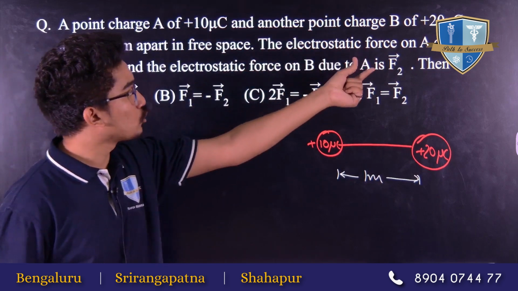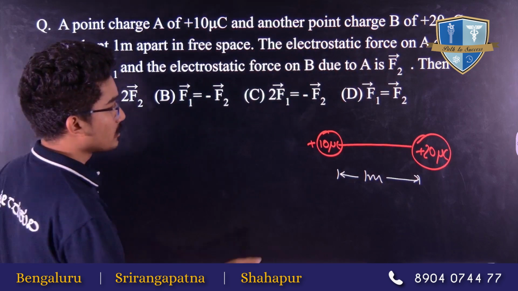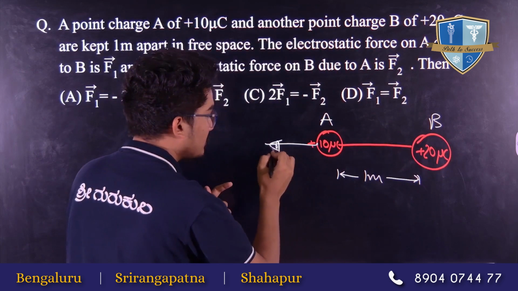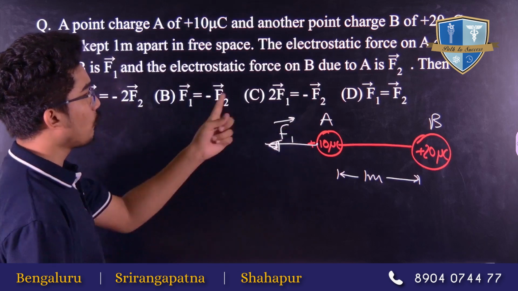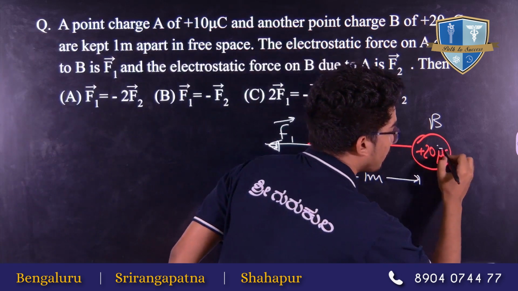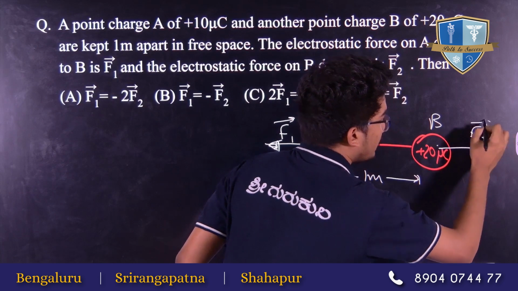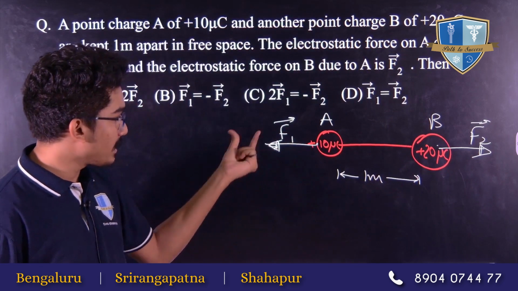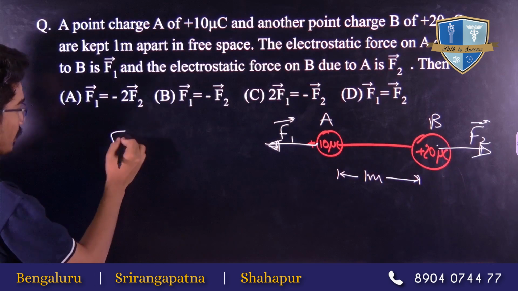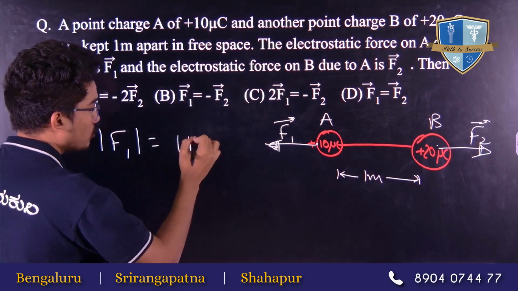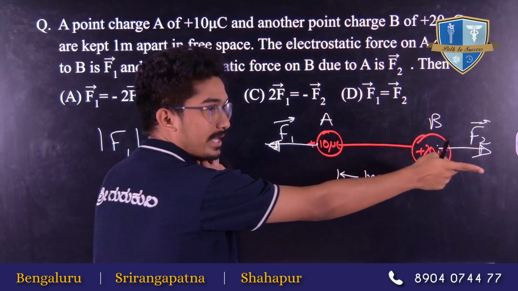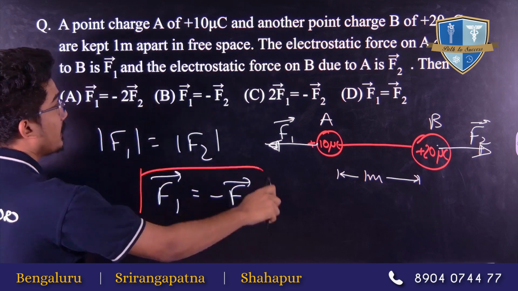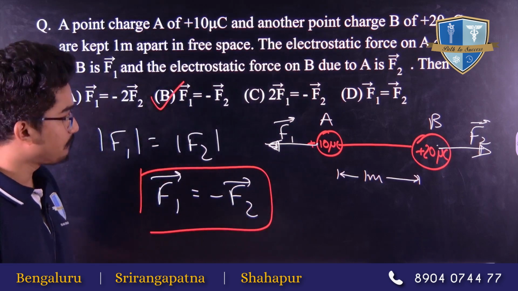Now the electrostatic force on A due to B is F1. So this is our A, this is our B. Force on A due to B will be in this direction, and this is named as F1 vector. And force on B due to A will be again a repulsion force. It will be F2 vector. Now we know that electrostatic forces are equal and opposite in nature, meaning the magnitude of F1 is equal to the magnitude of F2, and they are opposite in direction, meaning F1 vector is equal to minus F2 vector. Which option can we see here? Option B is the correct answer.